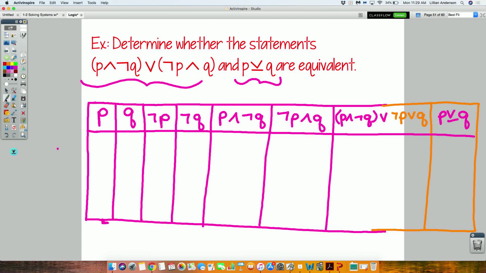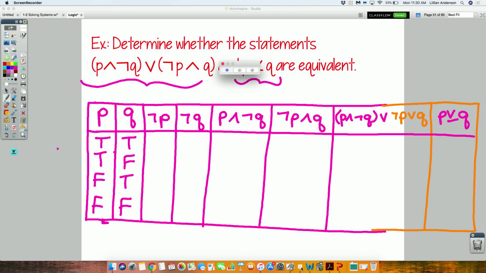Did you know this by now? How do the P's roll? How do the Q's roll? Yeah, that's right. You guys think you got this? Okay, I'm going to let you complete the table. And we're trying to determine if they are equivalent.